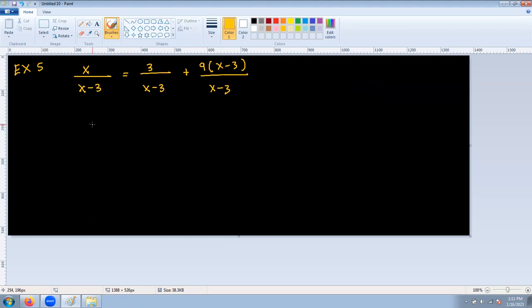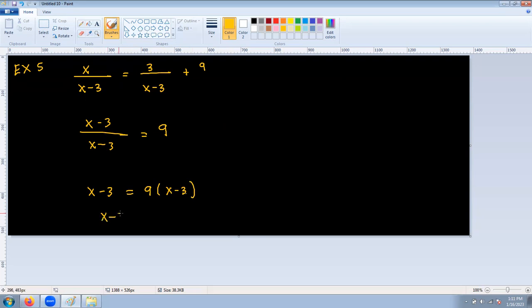I think I remember what I did. I just moved these over. I did something like this, where x minus 3 over x minus 3. I subtracted this one over, and then we get this. And you can't really divide these out, but you can do something like this. So let's see what we get. We get 9x minus 27? I think I got that, yeah.